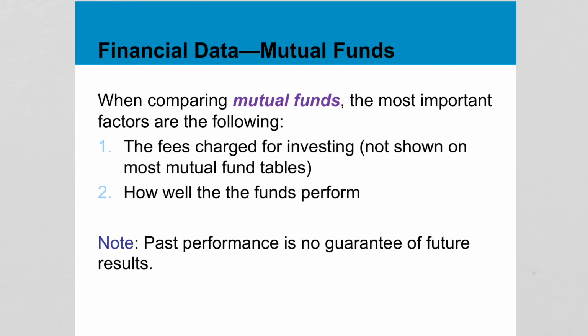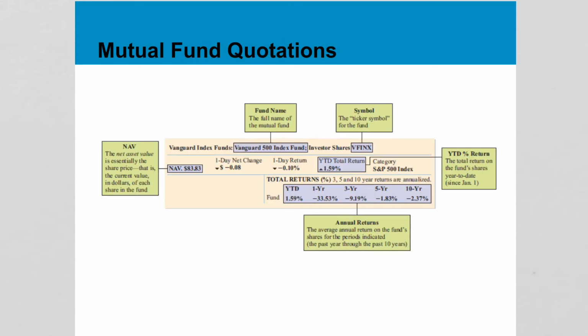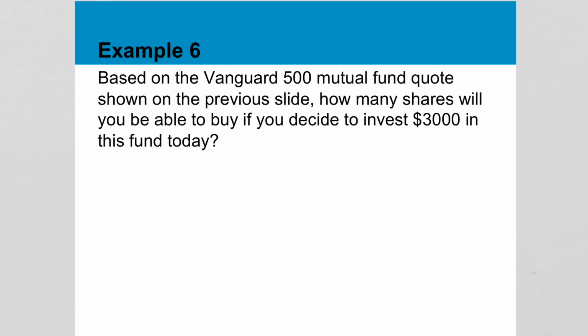Mutual funds. When comparing mutual funds, the most important factors are the following: the fees charged for investing and how well the funds perform. So here's a mutual fund quote, and we're going to answer some questions about it. It says, based on the Vanguard 500 mutual fund quote shown on the previous slide, how many shares will you be able to buy if you decide to invest $3,000 in this fund today?